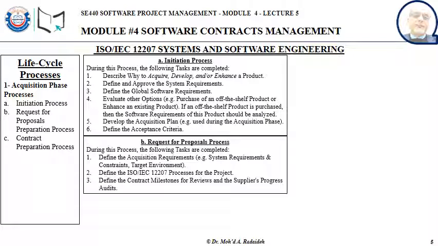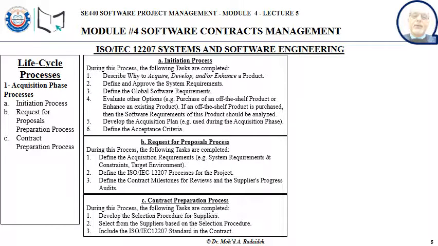Three, the contract preparation process. What do we do in this? We develop the selection procedure for suppliers: how to assess them and select from the suppliers based on the selection procedure. And then we include the ISO 12207 standard in the contract.